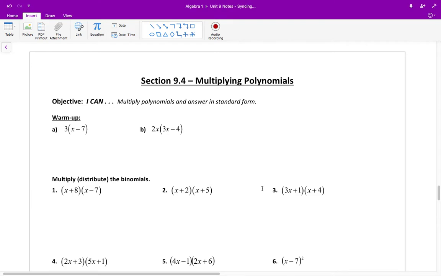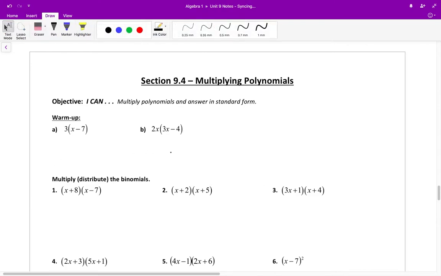All right. So, today, what our goal is in section 9.4 of the notes, we are going to again continue to talk about multiplying polynomials. So, if you notice, our focus is still on multiplying. That's where we're going to be for most of the rest of the unit. Now, the objective for today says I can multiply polynomials and answer in standard form. So notice that your answer still needs to be in standard form. We will continue to look for that.